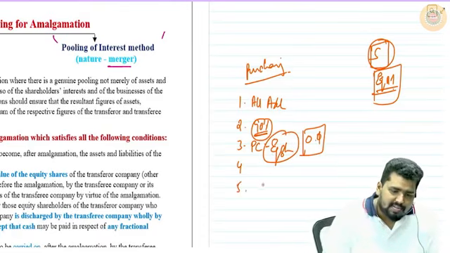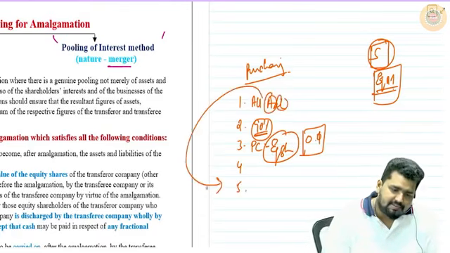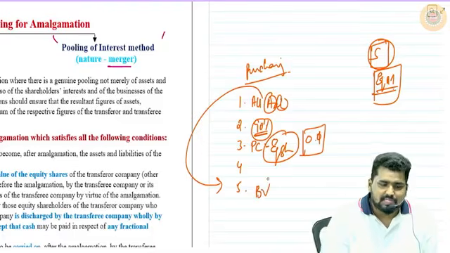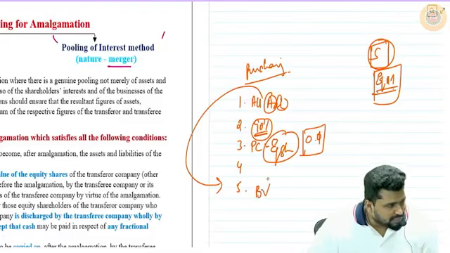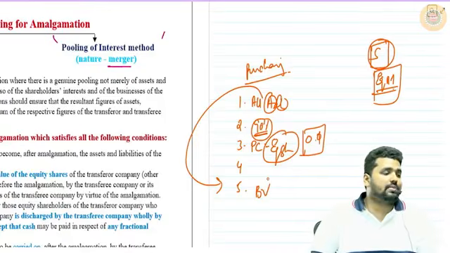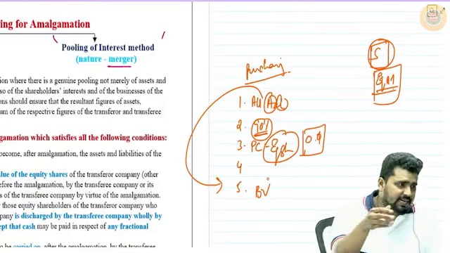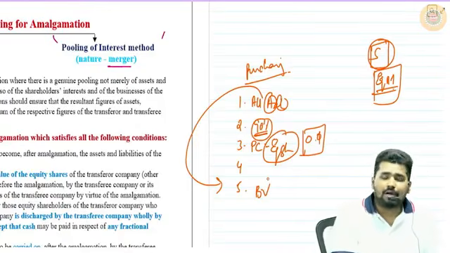Fifth point they are telling, when you are bringing assets and liabilities, every asset and liability should be brought at what value? Book value itself. No changes should be made to the book value. No adjustment should be made to the book values of assets and liabilities of the seller company when it is incorporated in the books of the purchasing company.